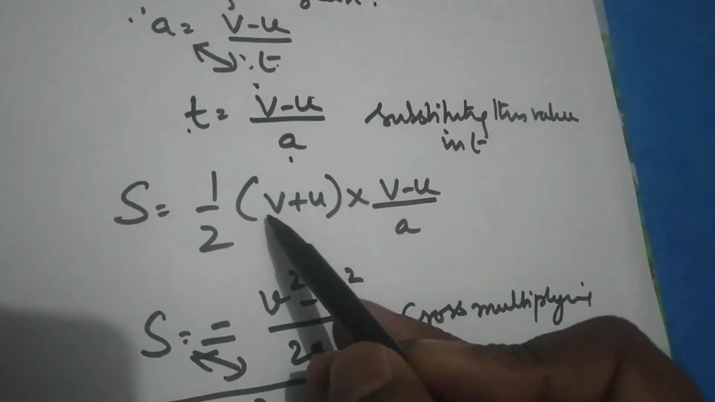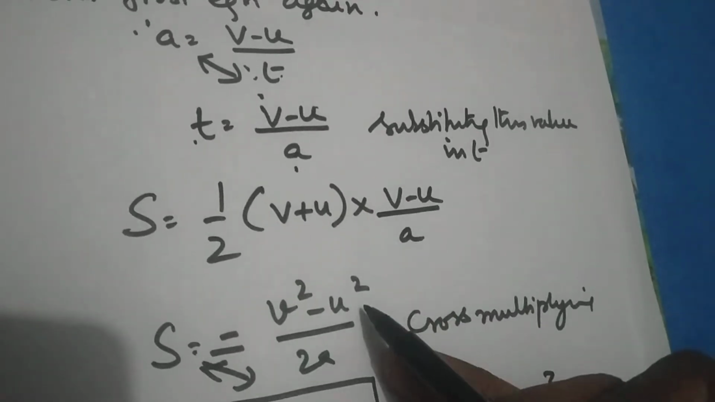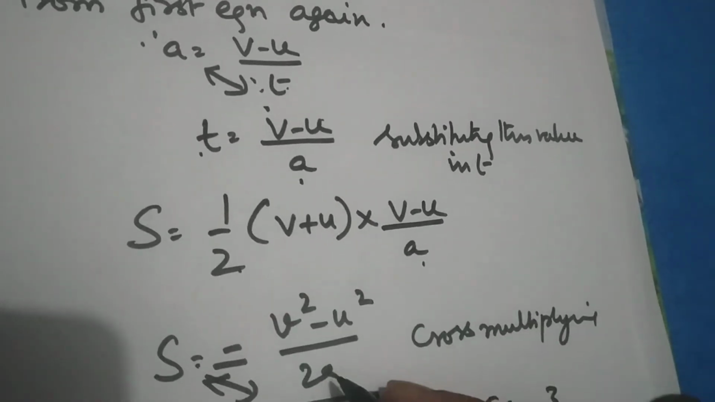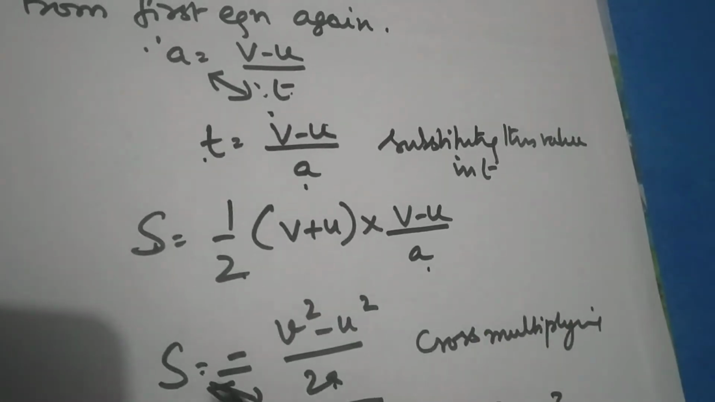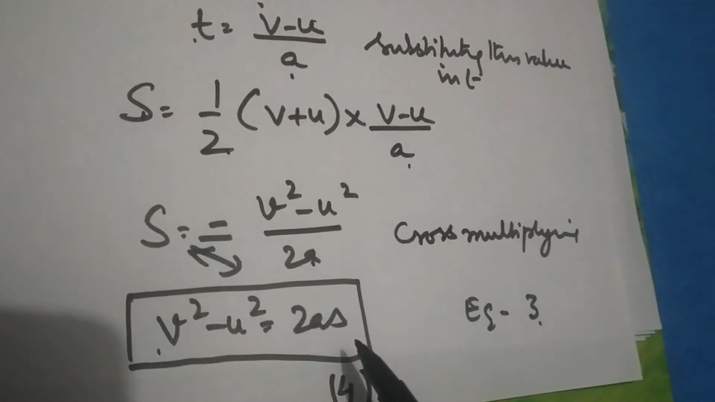So you get an identity, A plus B, A minus B. So V square minus U square, 2 multiplied by A, 2A. S remains here. Cross multiplying, we get V square minus U square is equal to 2AS.